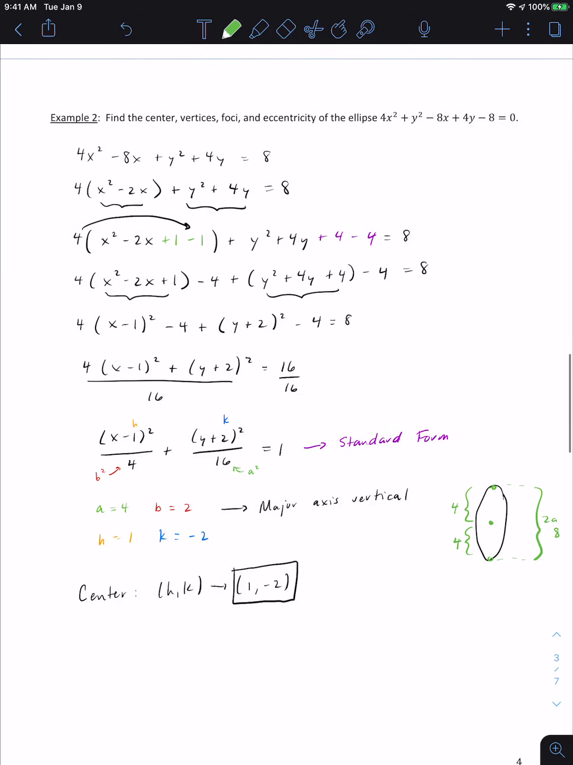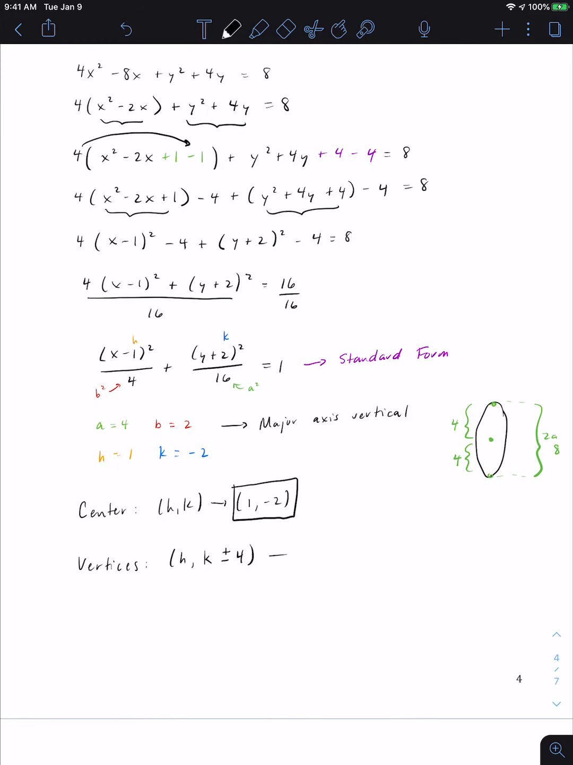So what do I do in order to get the vertices? The x value stays the same as the center, but I'm going to take the y value, which is k, and subtract 4 and add 4. That will give me where my vertices are. So here I would take (1, -2 + 4), which is (1, 2), and then (1, -2 - 4), which gives me (1, -6). So those are going to be my vertices.